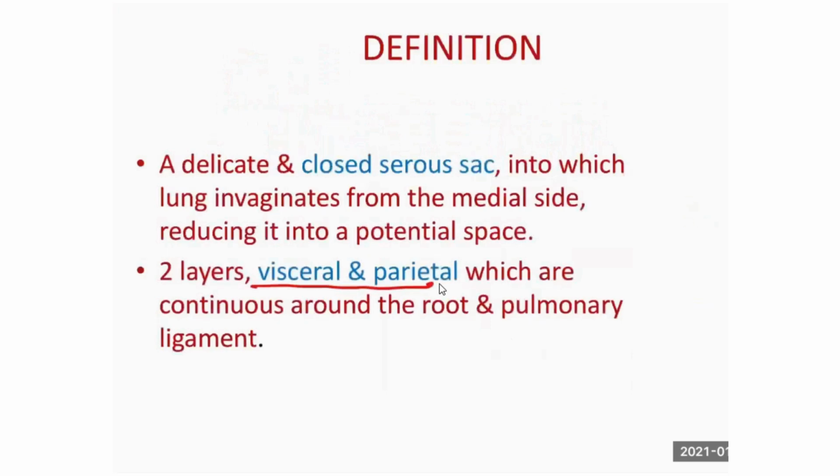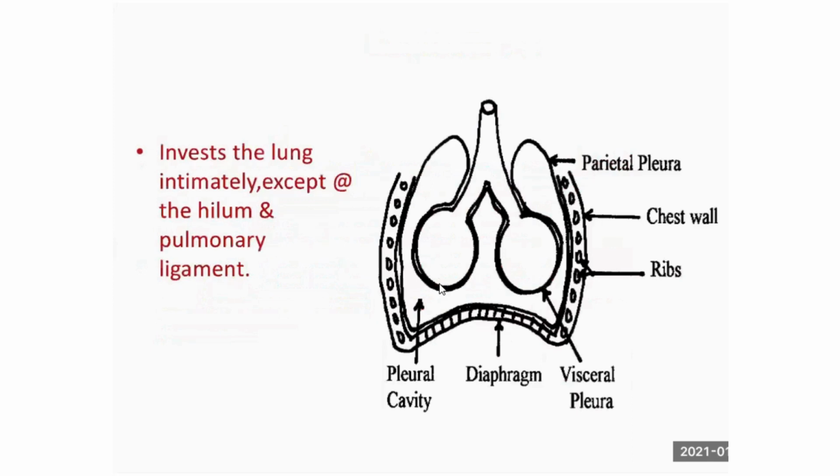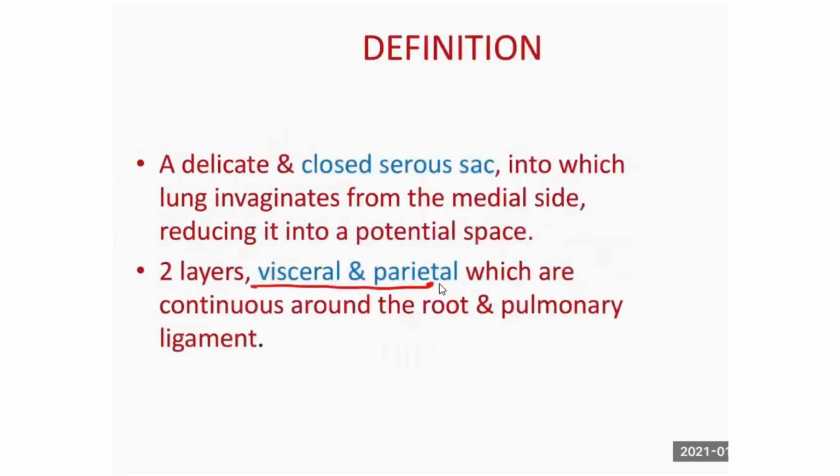Visceral pleura and parietal pleura. Visceral pleura is adherent to the organ. You cannot peel it off and take it. Now you should know what the pulmonary ligament is. So the visceral pleura and the parietal pleura continue.